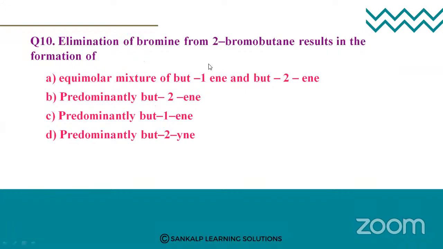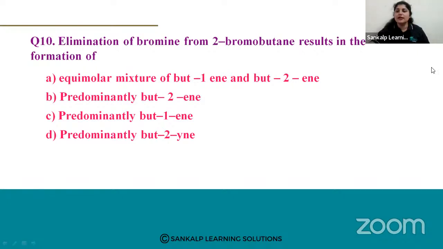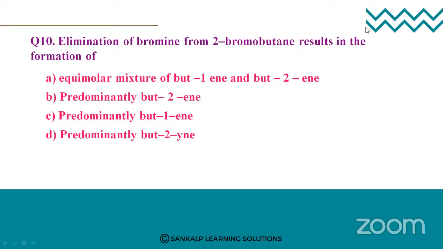Elimination of bromine from 2-bromobutane results in the formation of, and these are the four options. I want you all to tell me the answer. Follow the elimination reaction and the Saytzeff rule. Should I write the structure? Okay, I'll write the structure of 2-bromobutane.